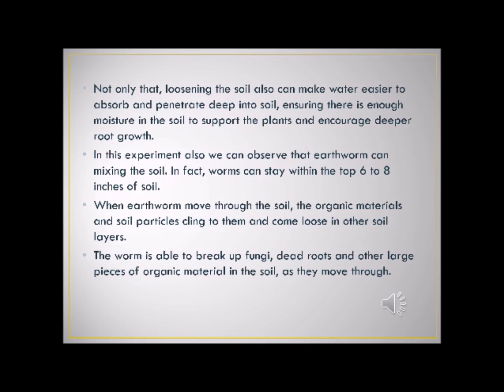When earthworms move through the soil, the organic materials and soil particles cling to them and come loose in the other soil layer. The worm is able to break up fungi, dead roots, and other large pieces of organic material in the soil as they move through.